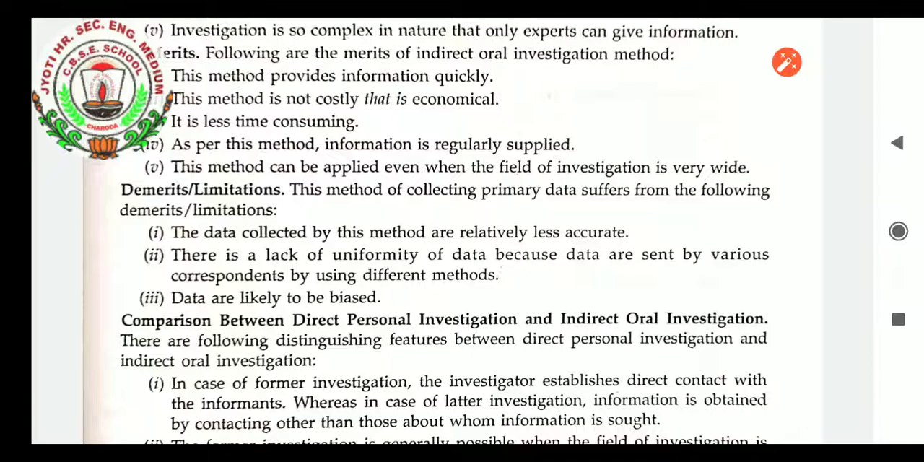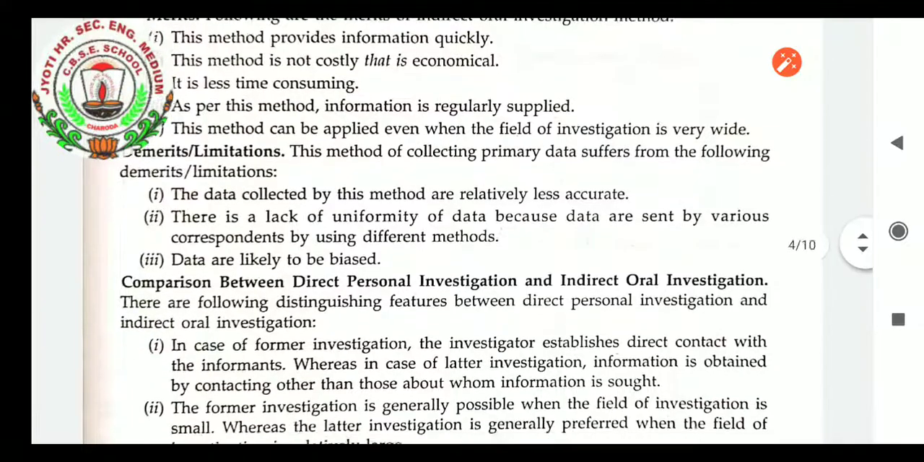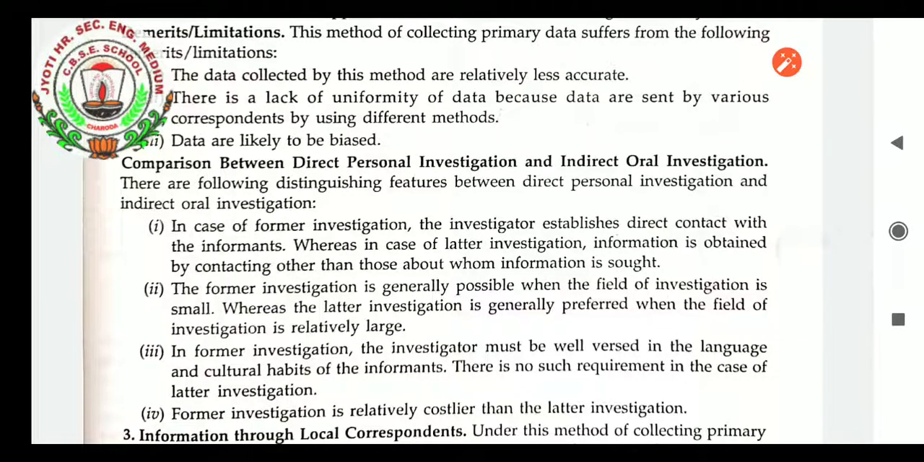There is a lack of uniformity of data, because data are sent by various correspondents using different methods. Data are likely to be biased and more confusing, because after collection of data we lose accuracy. It is from different correspondents, and what questions they sent, what feedback they got, and what source of data they provided to us will all be questioned. So that is the very demerit. Because of that, indirect oral investigation is not used most of the time.